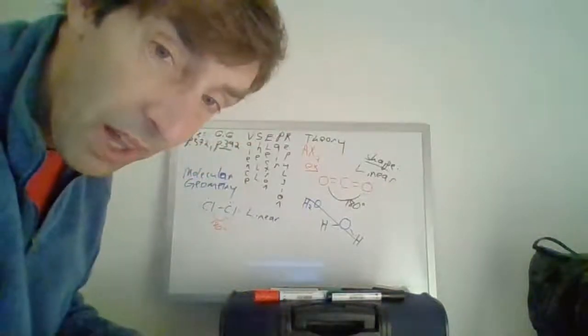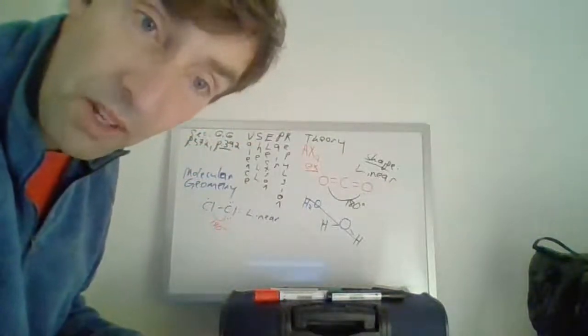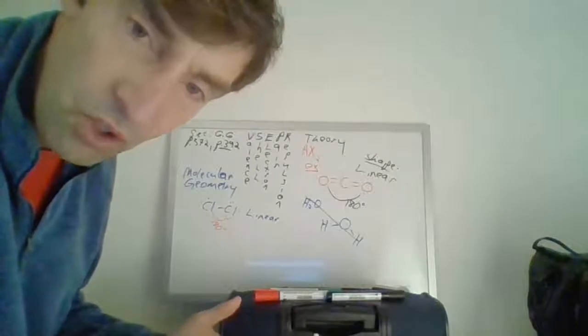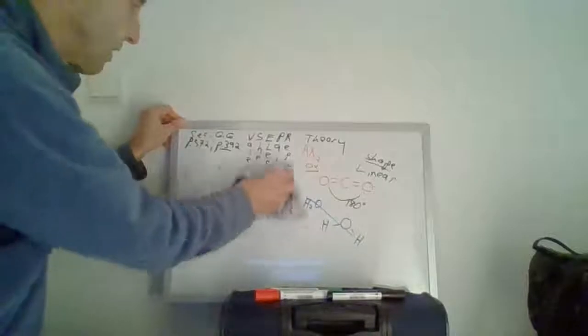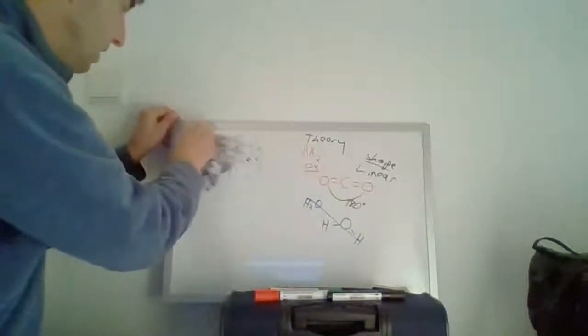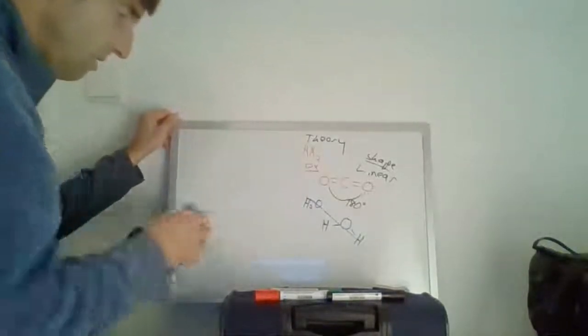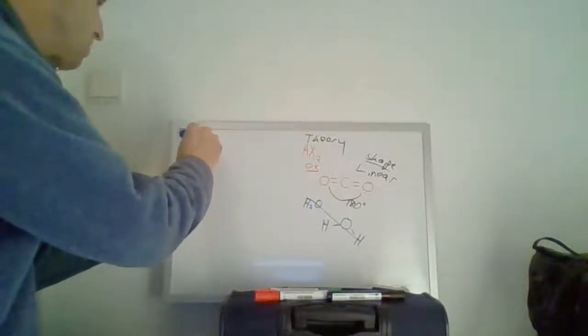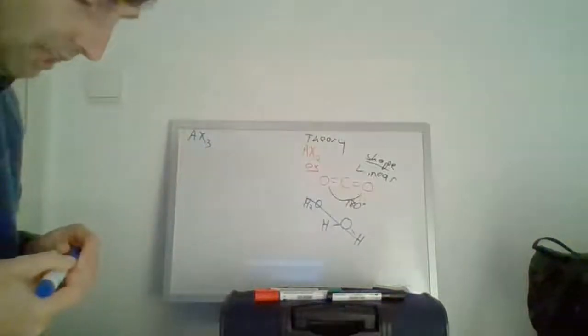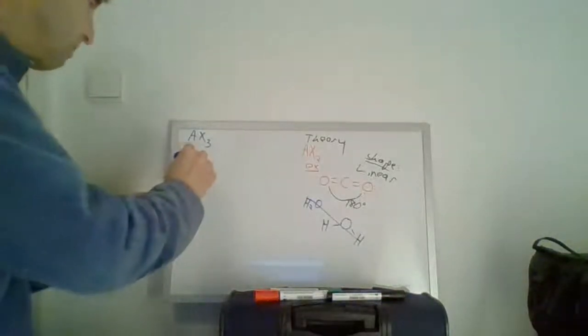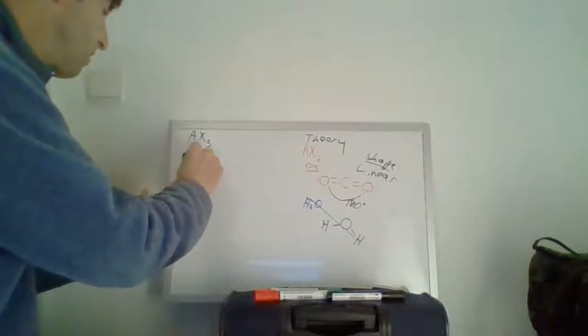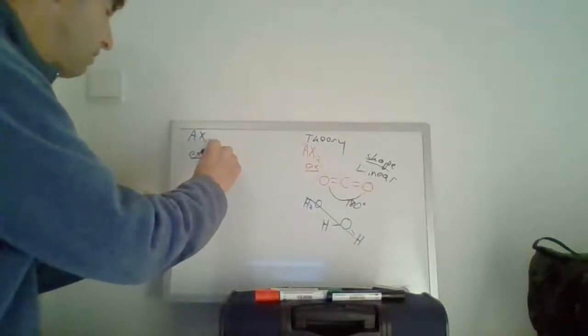Okay, let's go on to AX3. The A is the central atom. The X's are how many things around it. So A, central atom, X2, two things around it. Now we're going to do AX3. All right, so here we go, AX3. Let's do BF3 as our example.